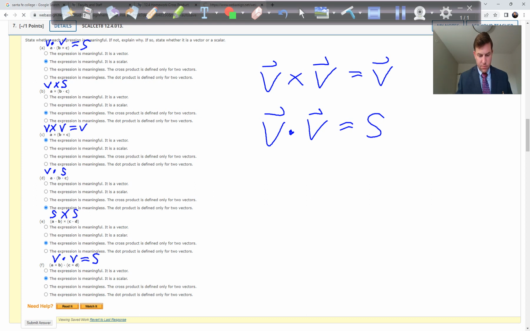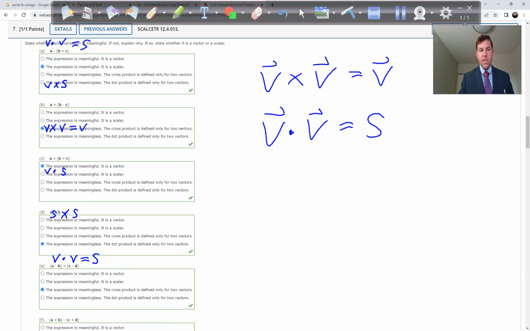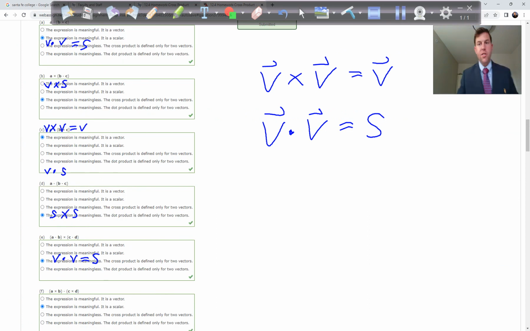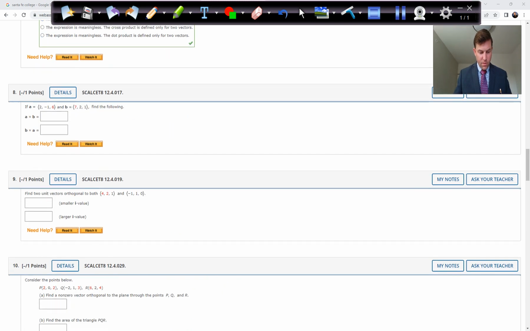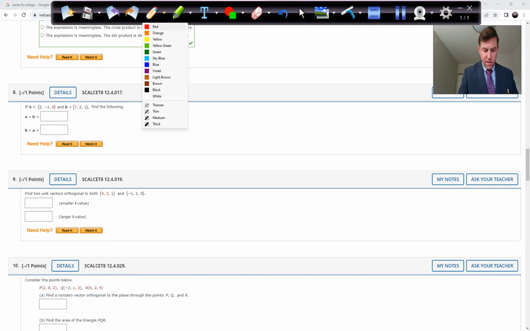Okay, so again, we've seen these types of problems in the past two sections now, understanding this idea of dot products, cross products, scalars, vectors, and how they mix and match. Okay, let's try 8. Shouldn't be too bad either. More practice with cross products.